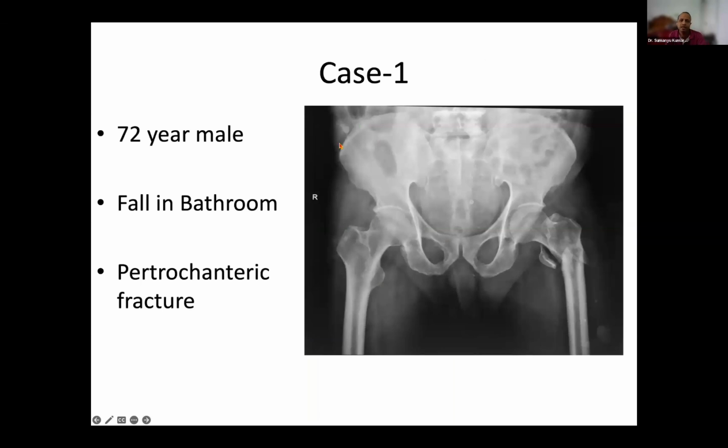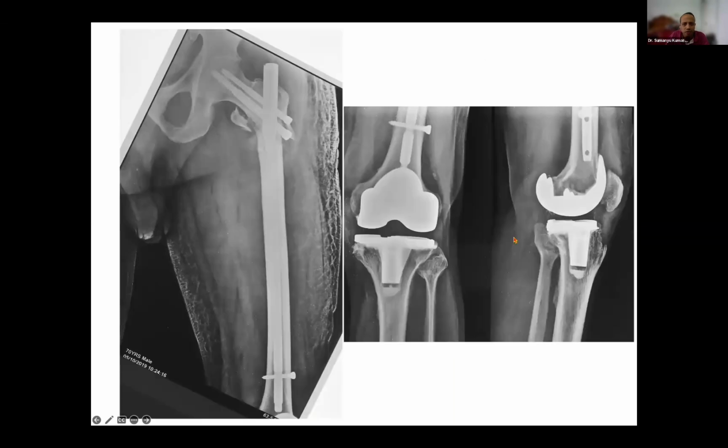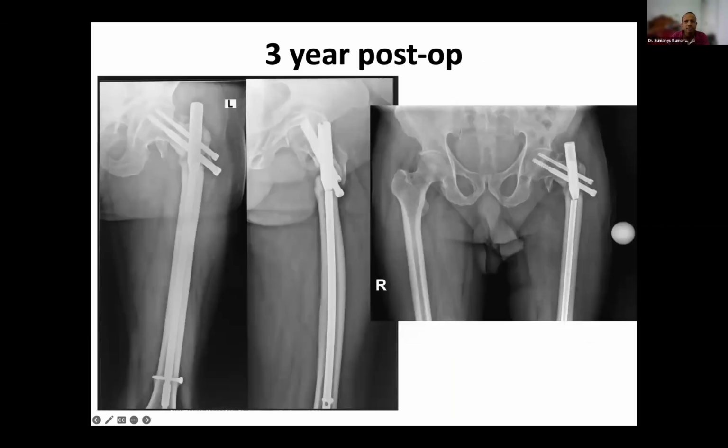Now coming to one case example, a 72-year-old male who fell in the bathroom. He has a peritrochanteric fracture. Somebody had done interlocking nailing using a PFN. He also had his knee replaced a few years back. In 3 years, we can see there is a collapse and also an implant breakage.